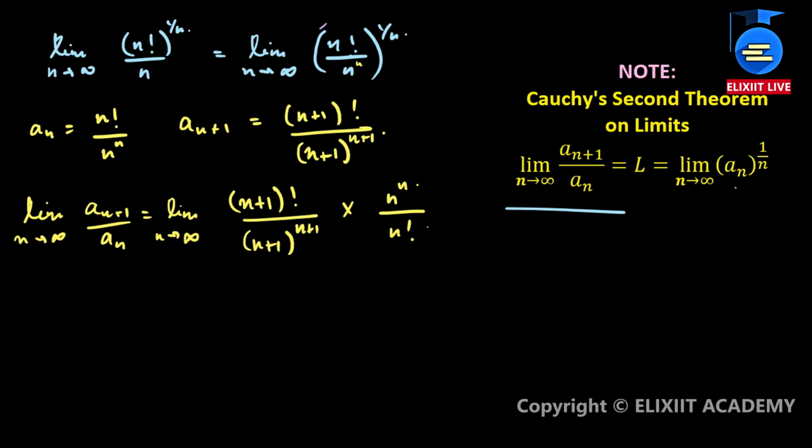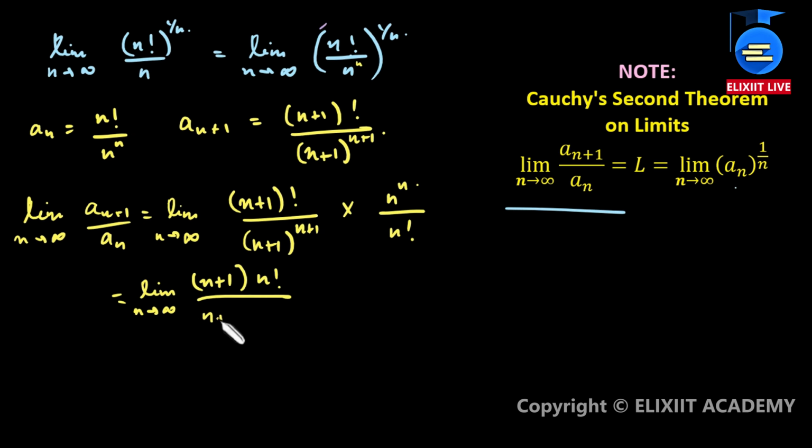Clear? Now we try to simplify this particular limit. Let's solve this limit. So we have limit n tends to infinity. This n plus 1 factorial, we can write it as n plus 1 into n factorial. Clear?